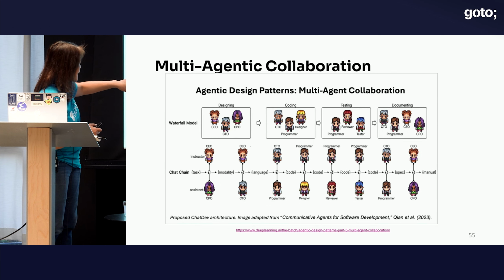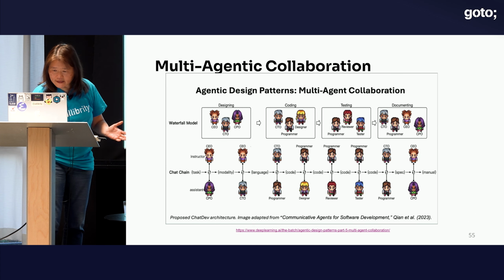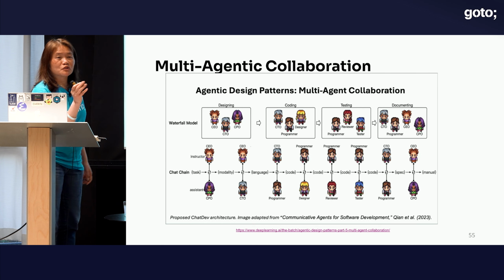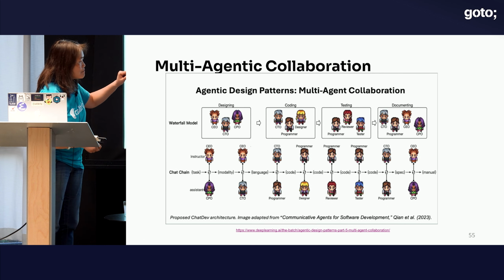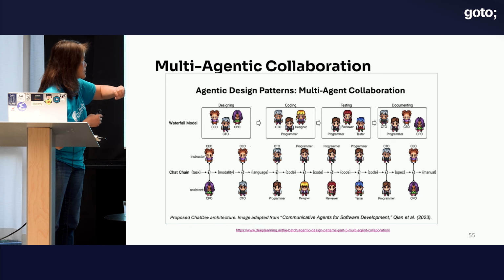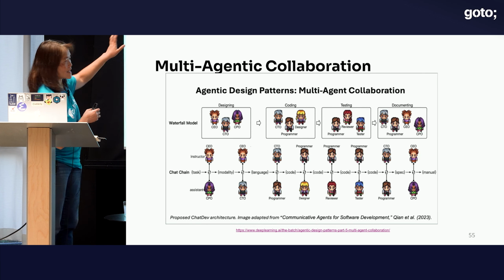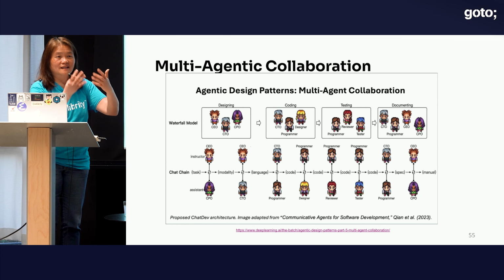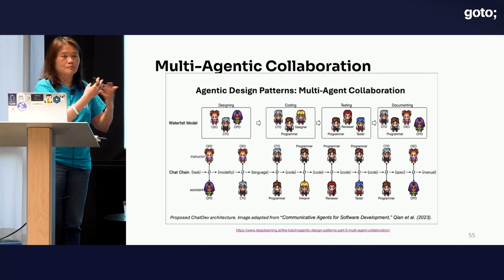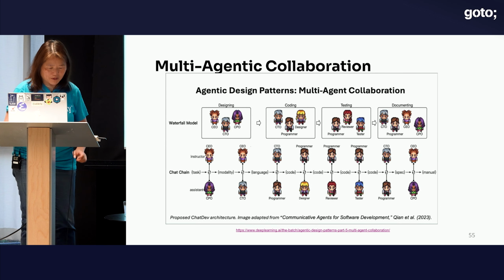And there's also a paper written on it. I can't remember the name, but I'll share it with you afterwards if you're interested. This ChatDev architecture is basically communicative agents for software development. The people doing the research are using this as an example of how you can do multi-agentic collaboration in a complex scenario. So if you're interested, I can share that paper with you afterwards.